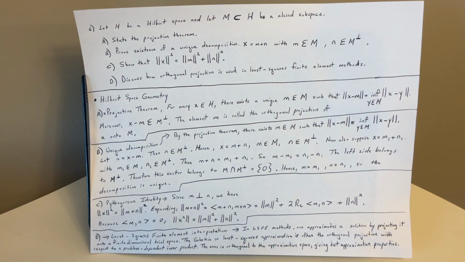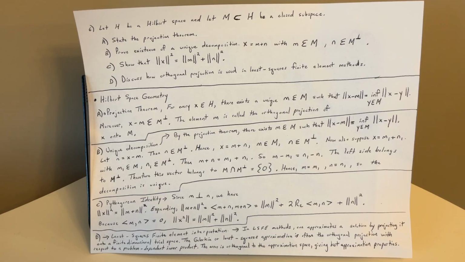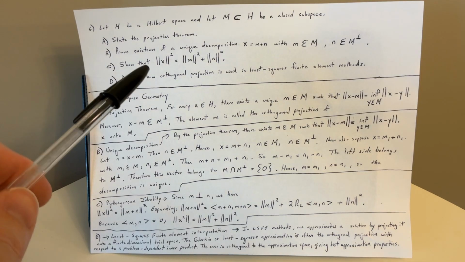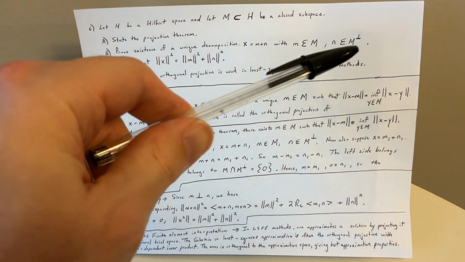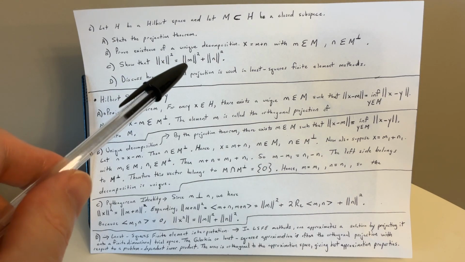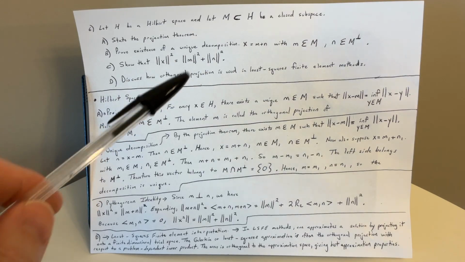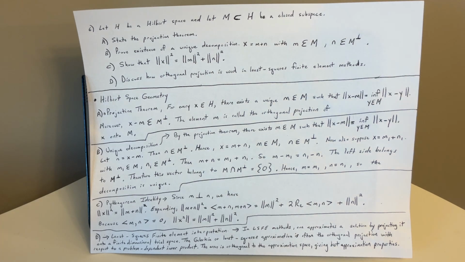Okay, number 6. Let H be a Hilbert space, and let M in H be a closed subspace. State the projection theorem. Prove the existence of a unique decomposition. Show the following: the norm of x squared equals the norm of m squared plus the norm of n squared. Discuss how orthogonal projection is used in least squares finite element methods.